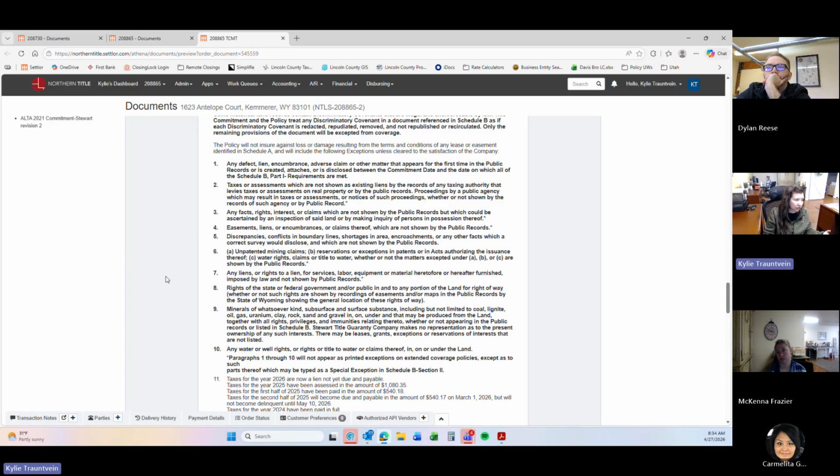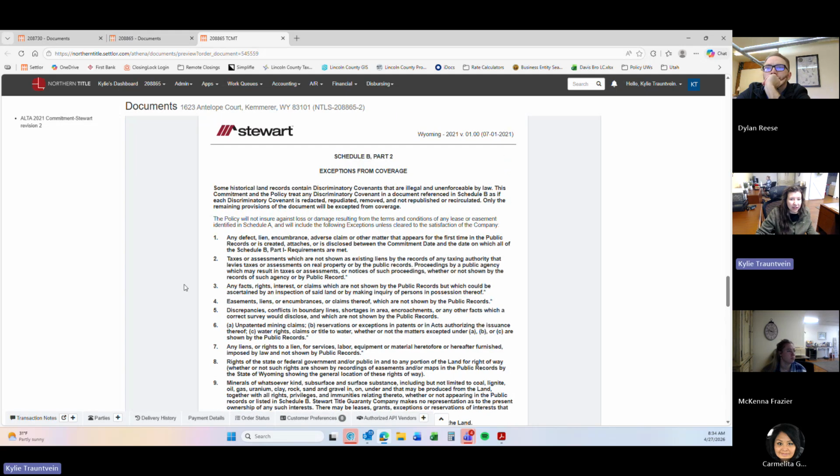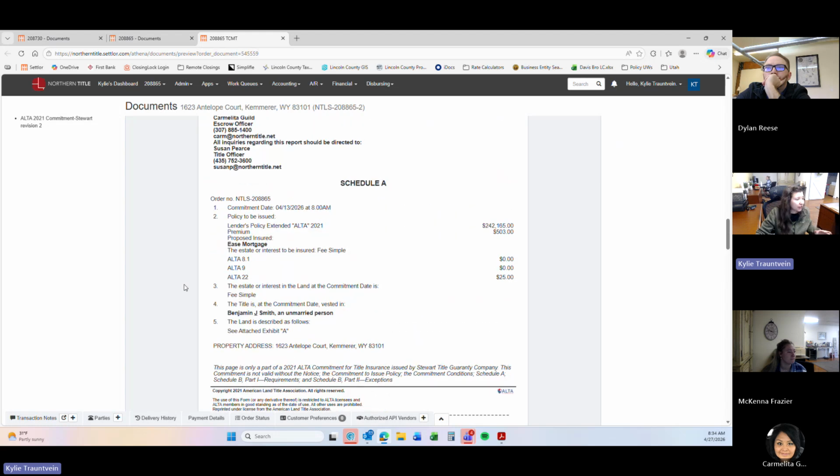It depends on whether construction has started or not, right? So if you're aware of construction being involved, we may not be able to do an extended policy. We need to look into that, right? In that case, maybe we'd offer them a standard policy, or we potentially could offer them an extended policy with modified mechanics lien coverage. And we'll talk about that more in just a second here.